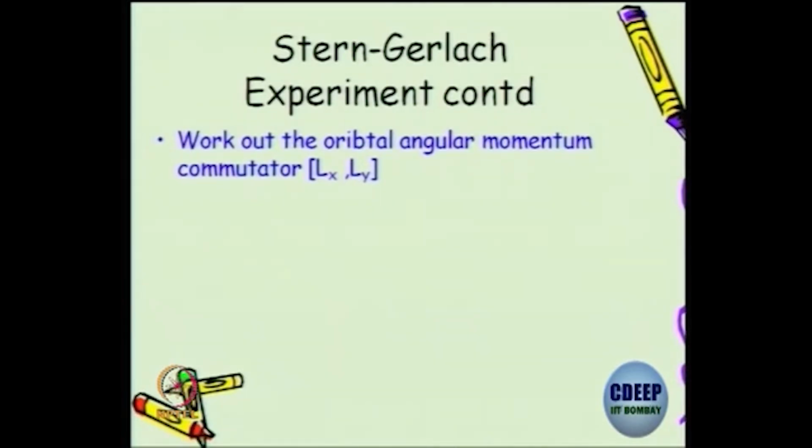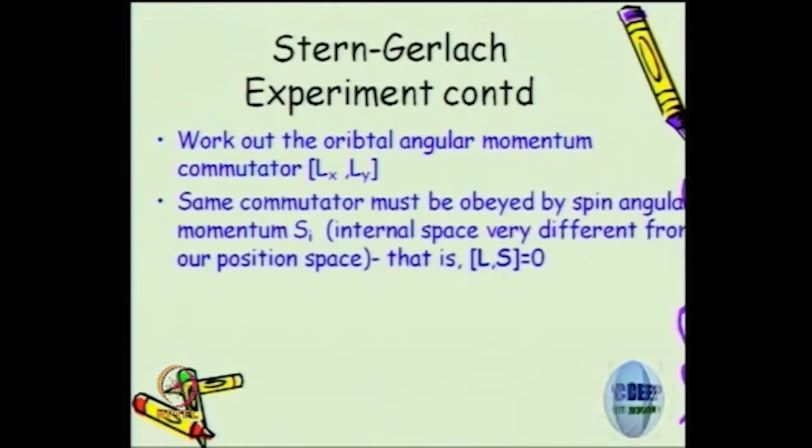This is something which you have already worked out. Orbital angular momentum Lx and Ly. We claim that the spin angular momentum is not very different from the orbital angular momentum as far as this commutator. Just like the way we do Lx, Ly, we expect Sx, Sy to have the same commutator.